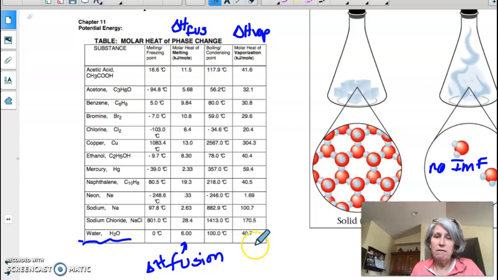I'm going to pause right there. The next video that we're going to have, we're going to talk about how to do calculations with the molar heat of phase change. So look for that next.